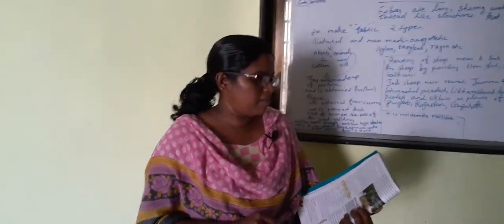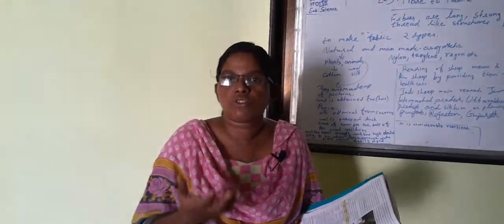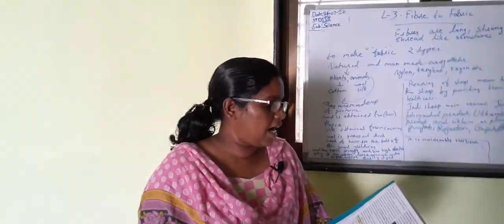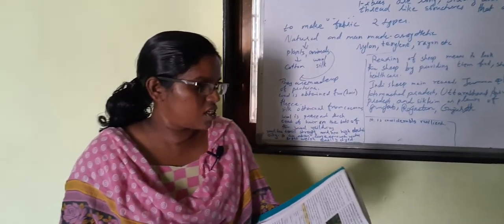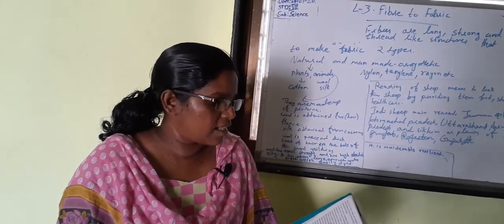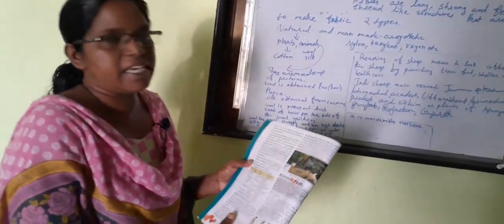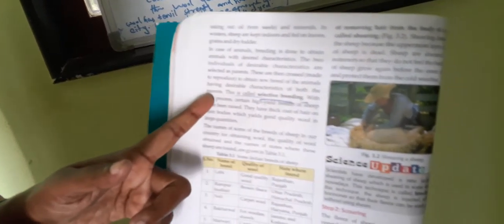In animals, breeding is done to obtain animals with good qualities. Two individuals with desirable characteristics are selected as parents. These are then crossed to obtain a new breed of animals having the desirable characteristics of both parents. Page number 34, read. This is called selective breeding.